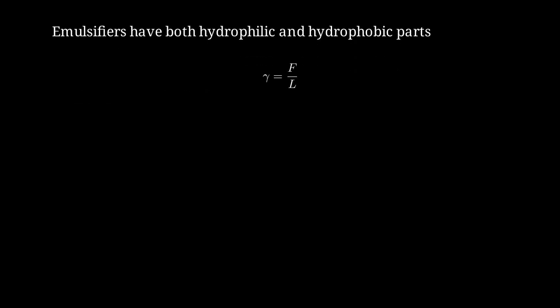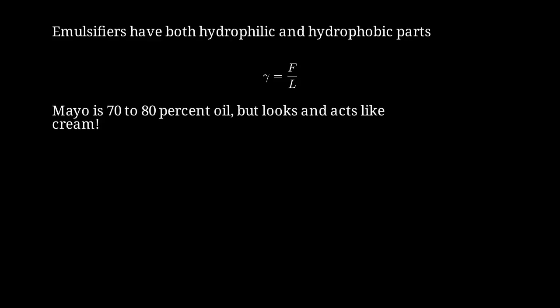Surface tension gamma equals force over length. Emulsifiers reduce this tension between oil and water. Mayonnaise is actually 70 to 80% oil by weight, but it looks and acts like thick cream because of emulsification.